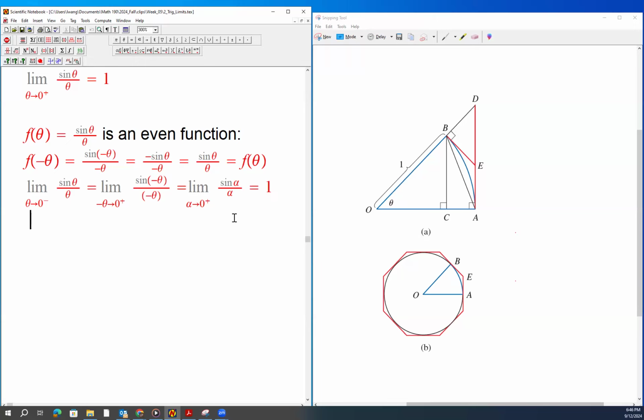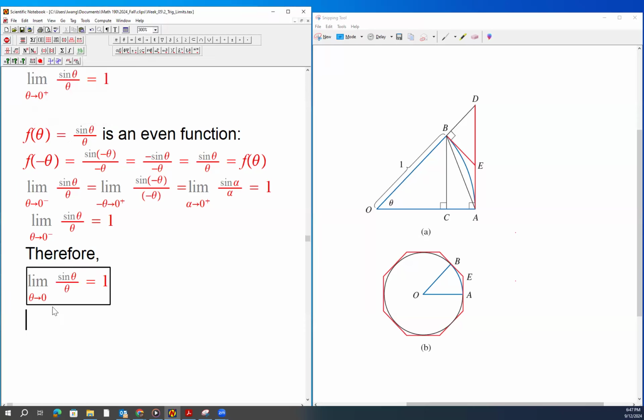So at this point, we have demonstrated that the limit from the right equals 1 and the limit from the left also equals 1. And therefore, by the theorem we are so familiar with, on limit from left and limit from right, the limit as theta approaches 0, from either side, is going to be equal to 1. So this is proved.